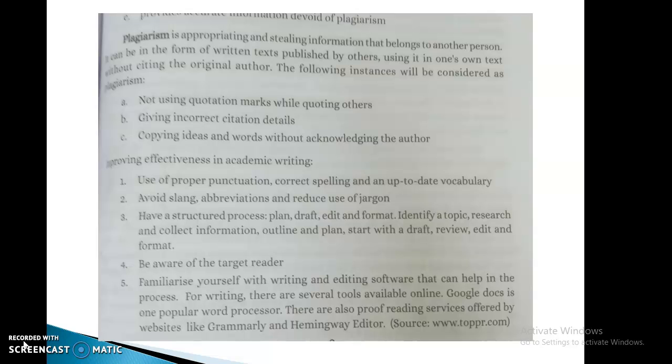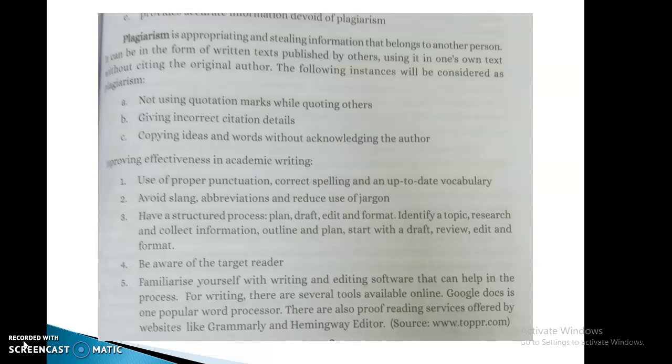Next point is giving incorrect citation details. Citation is the way you tell your readers that certain material in your work came from another source. So we must give correct citation to avoid plagiarism.